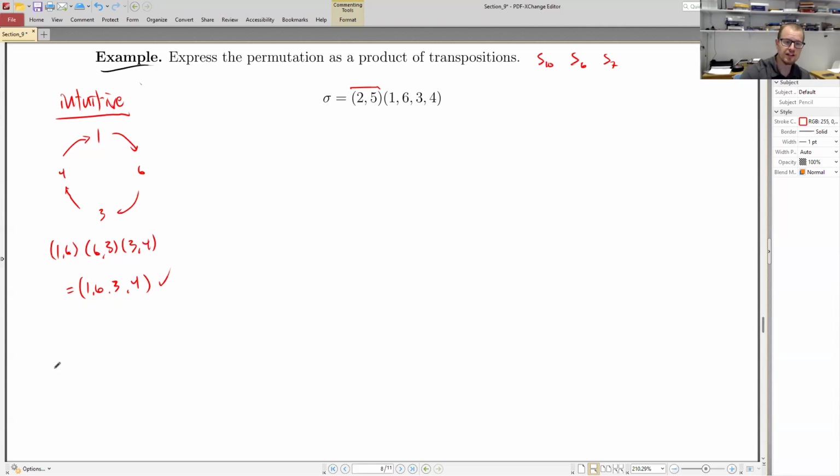So I could give a response of sigma is equal to (2 5), and then replace (1 6 3 4) with (1 6)(6 3)(3 4). And this would be okay. This works. That's not a problem. However, that's not the presentation that the book gives.